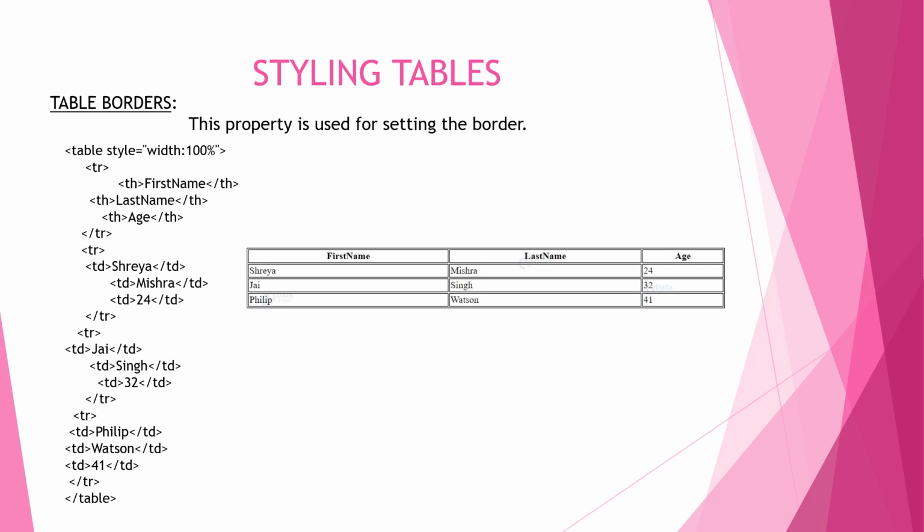Then you close the table row. Then you open the third table row, that is Philip Watson, and the age of him is 41. You close that specific table row. Finally, you close the whole table. Then the figure shows you the table borders along with the table data and the table headings.